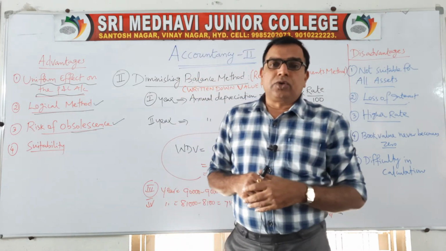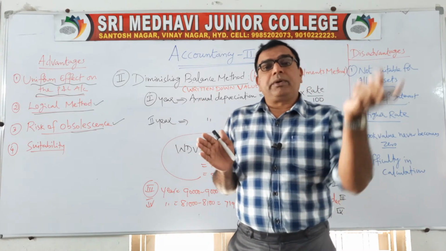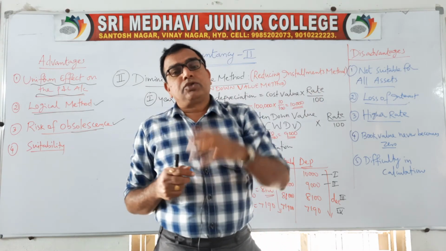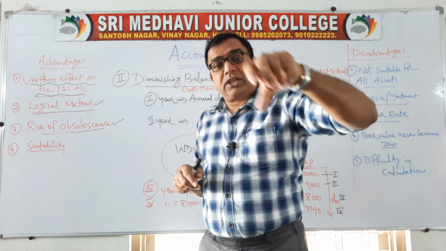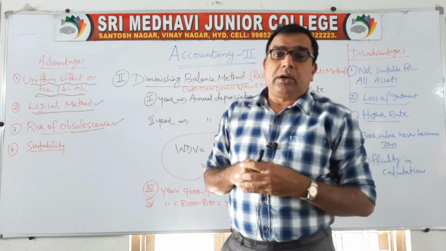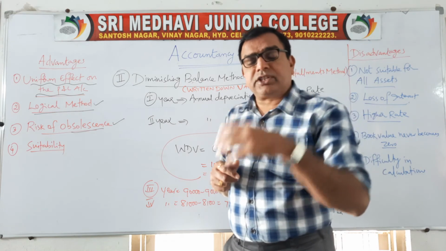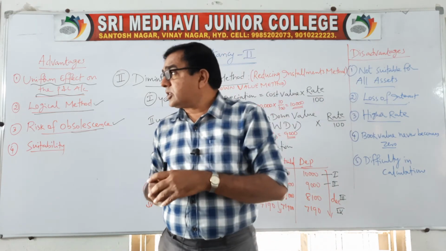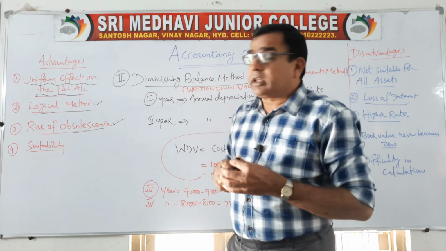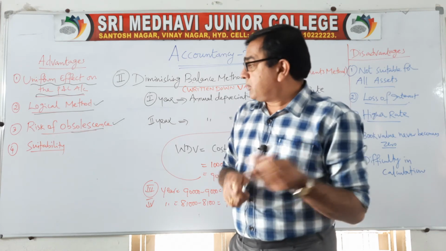So here the machinery is good, but because new machinery and new technology has entered the market, the old one is losing its value. Such risk is considered and we can adjust it while preparing the ledger of the asset account. Then, after how many years the machine can be replaced, all such factors we can consider. So that's how risk of obsolescence can be measured in the diminishing balance method, which is not possible in the fixed installment method.